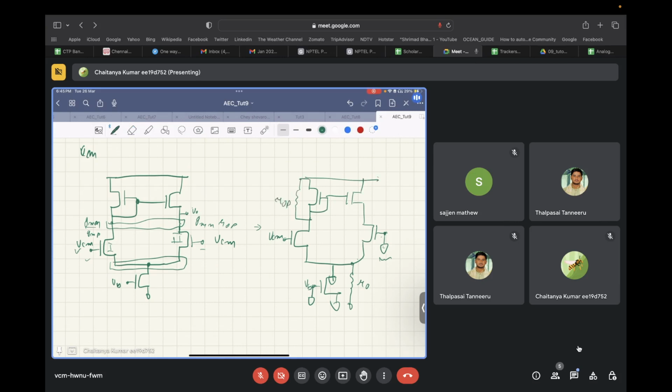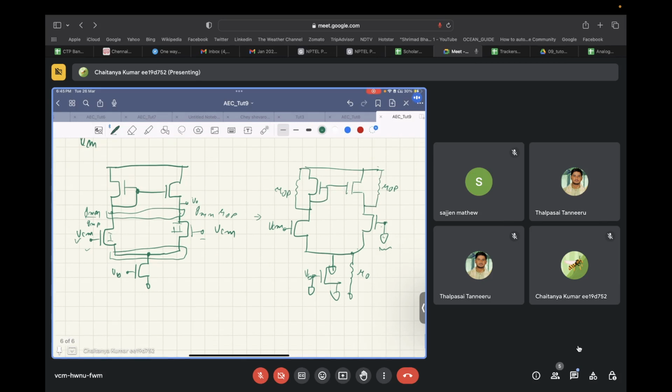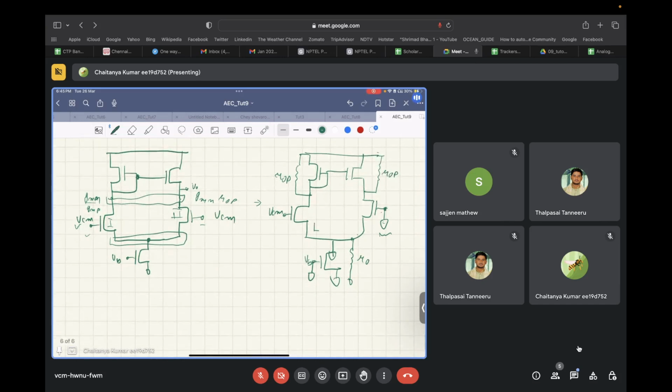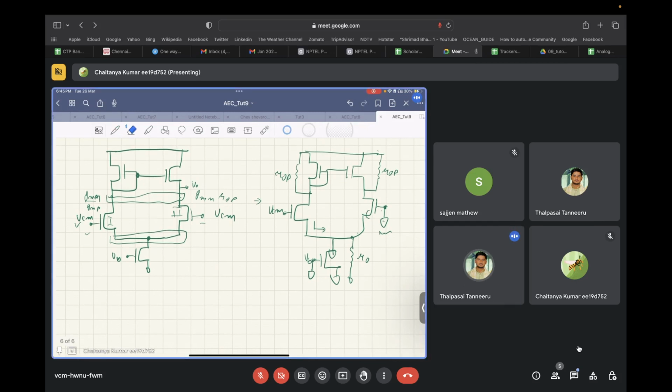You have ROP over here and ROP over here. Okay. Now, this circuit is grounded. So, looking in from here, can you tell me what is the impedance that we are seeing? 1/GM, sir. Just a minute. So, basically, we have 1 by GM parallel R out. Ah, yes, sir. Correct? Yes, sir.